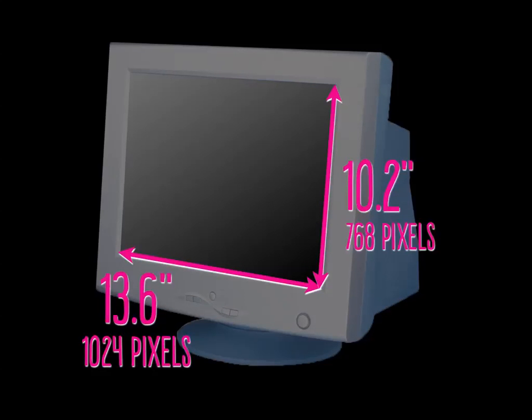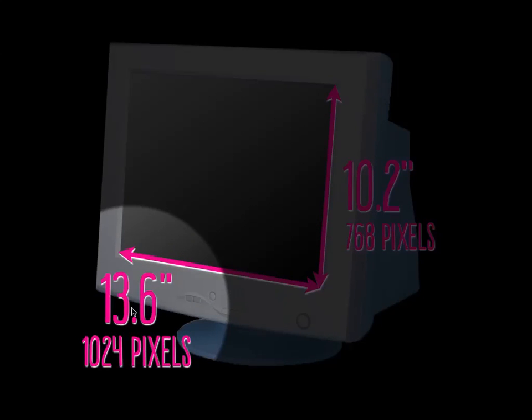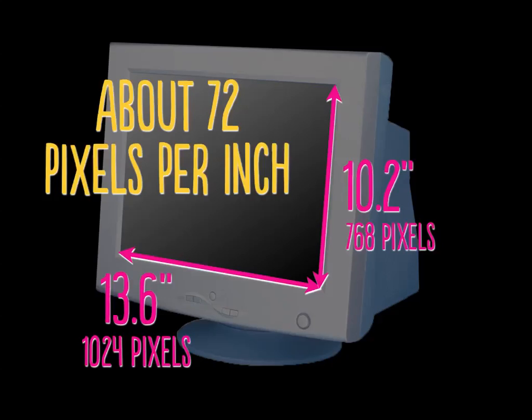If you take the number of pixels here and divide it by the length, so if I take 1024 pixels and divide it by 13.6 inches, say, then you're going to get about 72 pixels per inch. It's not exactly right, but it's about 72 pixels per inch.